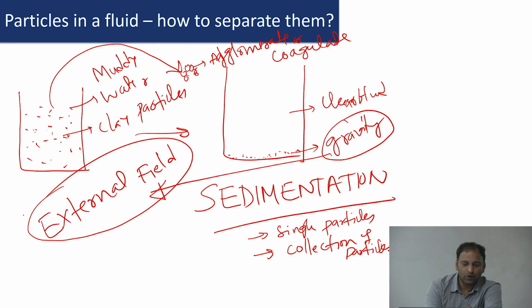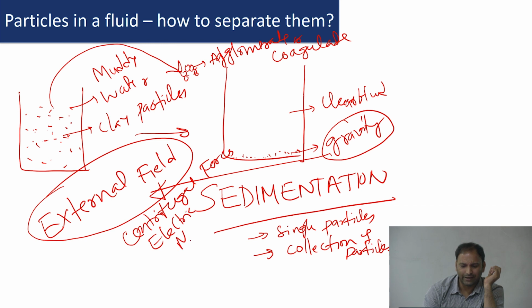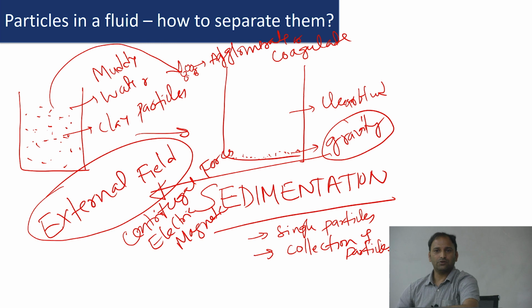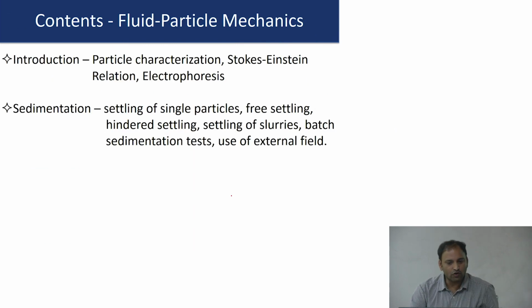The point that I wanted to say was that instead of gravity, I can use an external field. I can use what is called centrifugal forces, or electric or magnetic forces. So there are ways by which I can either exploit gravity for separation of particles, or I can use some external fields. We're going to look at some aspects of that in the course.